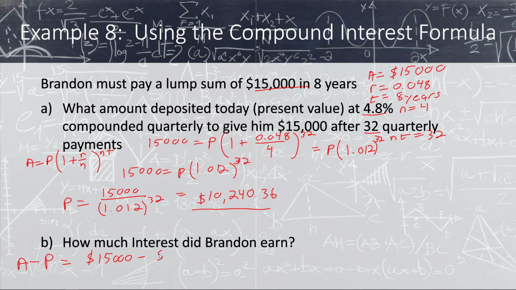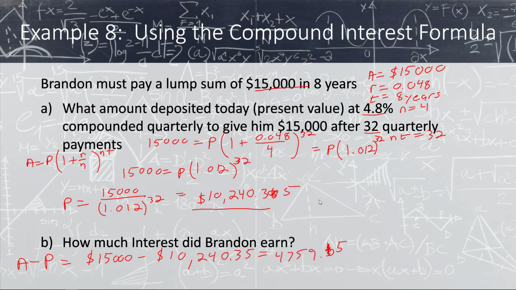He put in $10,240.35, not 36 cents. And that will come out to $4,759.65. I'm getting my cents backed up, messed up, which makes no sense. Okay, and that is that particular problem.